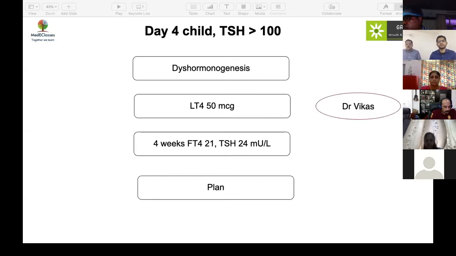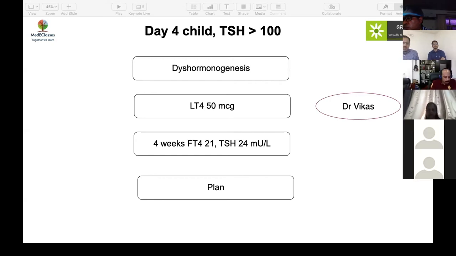So, Dr. Vikas, this child has a high TSH and a slightly high normal FT4. Would you like to increase the dose in this setting, Dr. Vikas? Thank you, Dr. Vajpayee. Am I available now? Yeah, please go ahead.